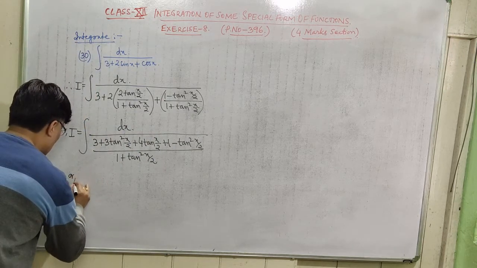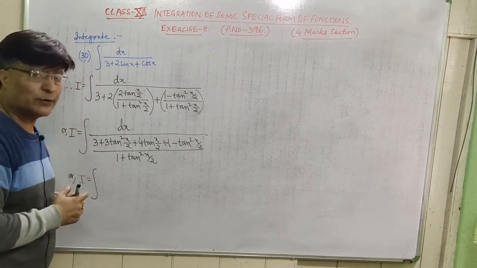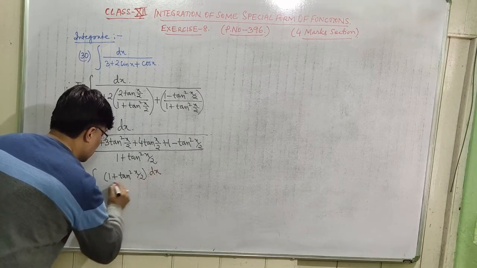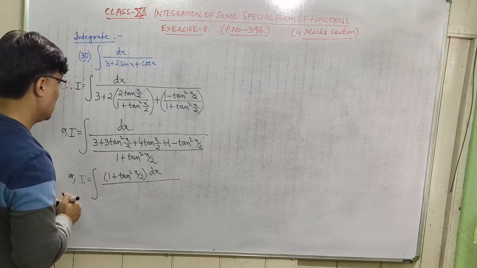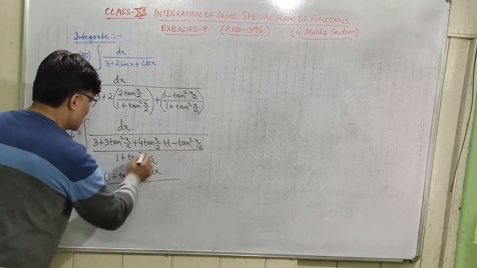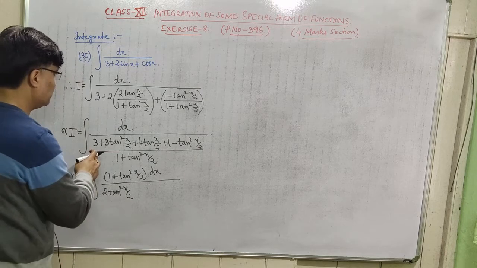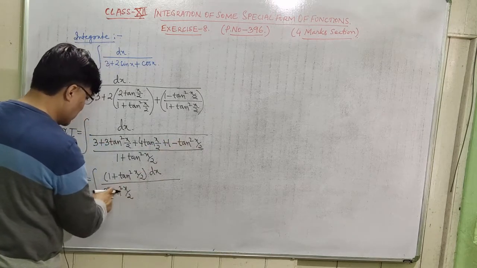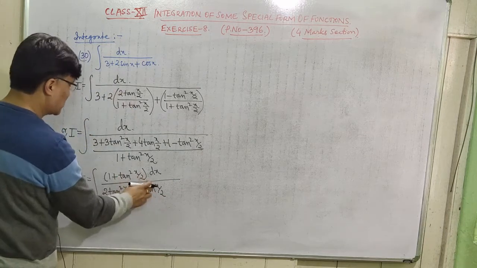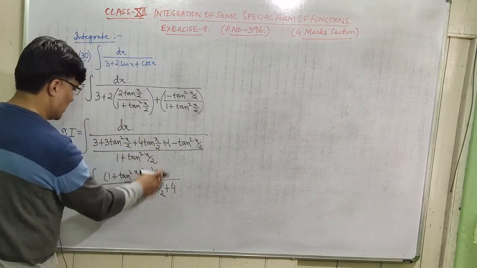Okay, so now I is equal to integration of, now this 1 plus tan square x by 2 goes up in the numerator, so it is 1 plus tan square x by 2 dx, this whole divided by, now 3 tan square x by 2 minus tan square x by 2, what is it? 3 tan square x by 2 minus tan square x by 2 is 2 tan square x by 2, right? Then 2 2s are 4 tan x by 2, and then next one is 3 1s are 3, and 3 plus 1 is 4.